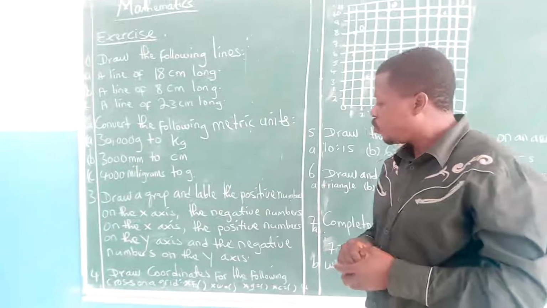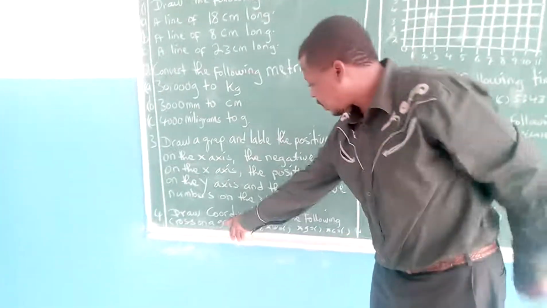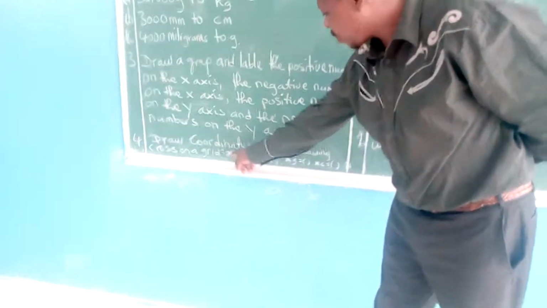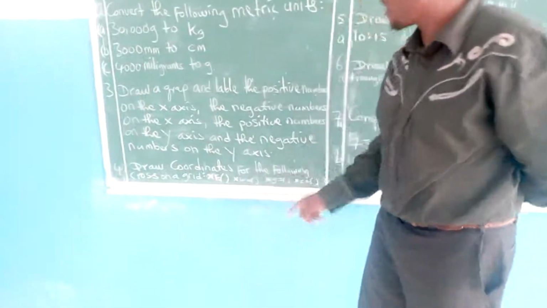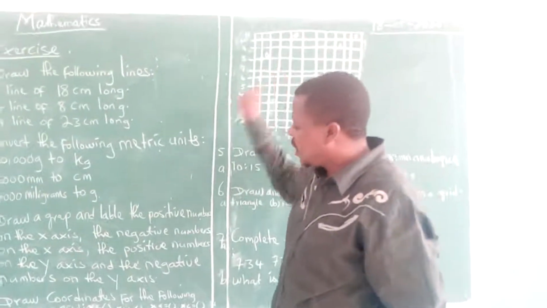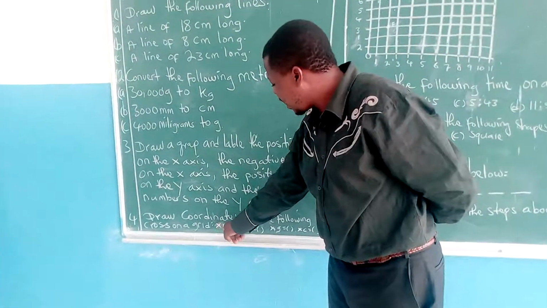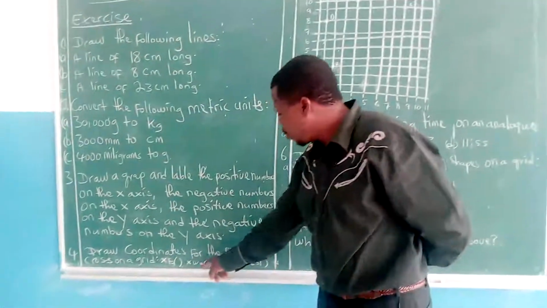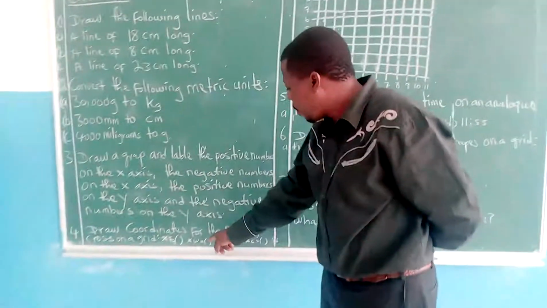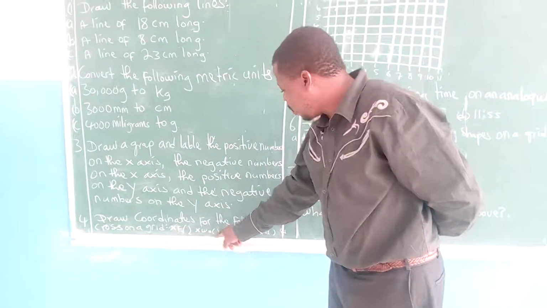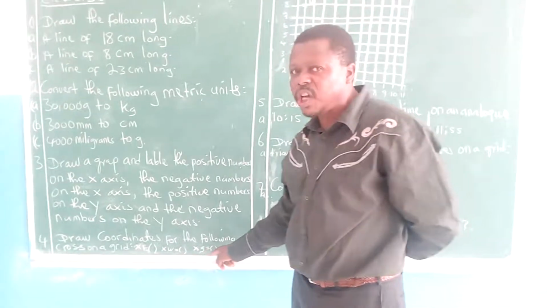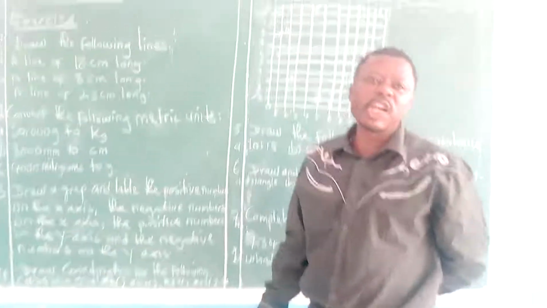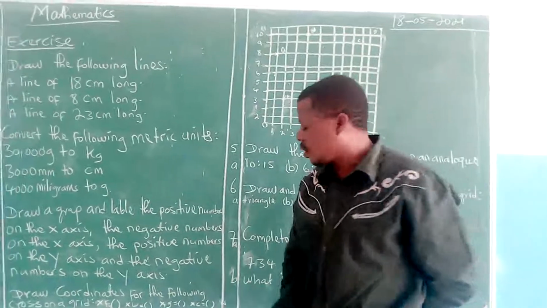Question number 4. Draw coordinates for the following cross on a grid. The first cross is F, cross F equals, in bracket, you are going to look at the coordinate and you see at what point do we have the cross F, which two numbers or coordinates give the cross F. You go to cross W, you check on your grid and you find which two numbers intersect to give the cross W. You go to cross G, you check which two numbers intersect to give the cross G. And the last one, cross C, you check which two numbers intersect to give the cross C.